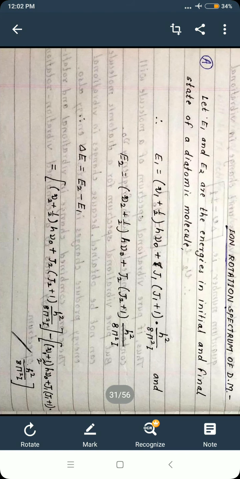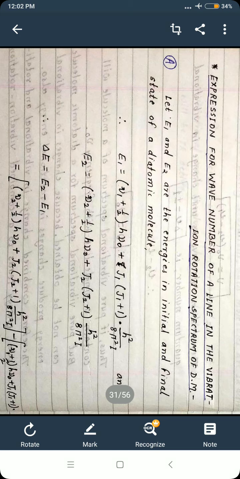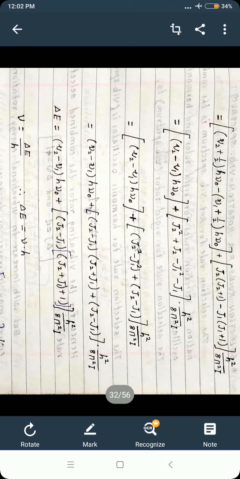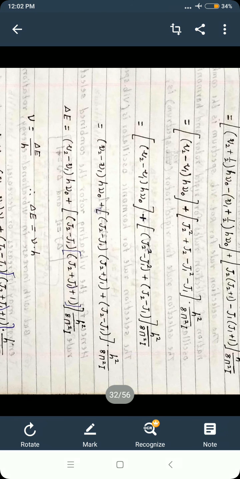Therefore, substitute the above equations E2 and E1. Then h squared upon 8 pi squared I becomes common, and the vibrational terms we solve. Then (v2 minus v1) h v0. By solving the first bracket in the above equation, that becomes (v2 minus v1) h v0, and the second bracket by solving that, J2 squared plus J1 squared minus J1 squared minus J1 into h squared upon 8 pi squared I.